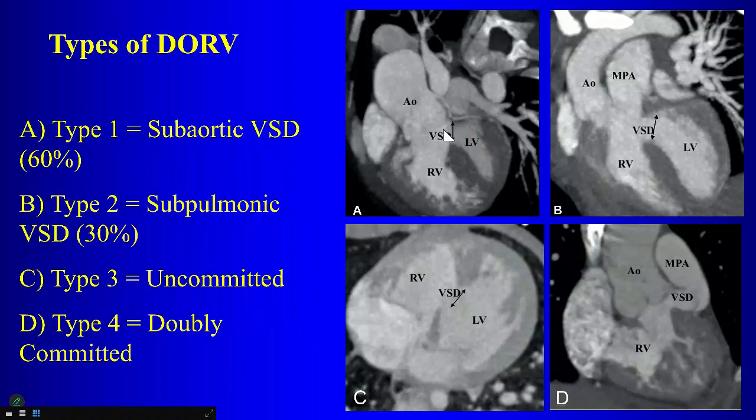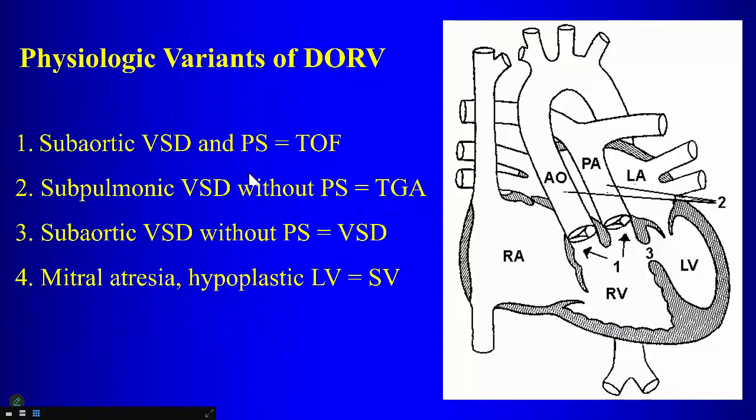With type 1, the VSD is located under the aorta. The flow from the left ventricle goes through the VSD into the aorta. With type 2, the VSD is located under the pulmonary artery. So the left ventricular flow is channeled to the pulmonary artery. That's like transposition. That's not good, right? Type 3 is uncommitted. The VSD is far away from the aorta and the pulmonary artery. And type 4 is doubly committed, where the VSD can allow flow to both the aorta and the pulmonary artery. But those two are the most common forms, and those are the ones that you should know, all right?